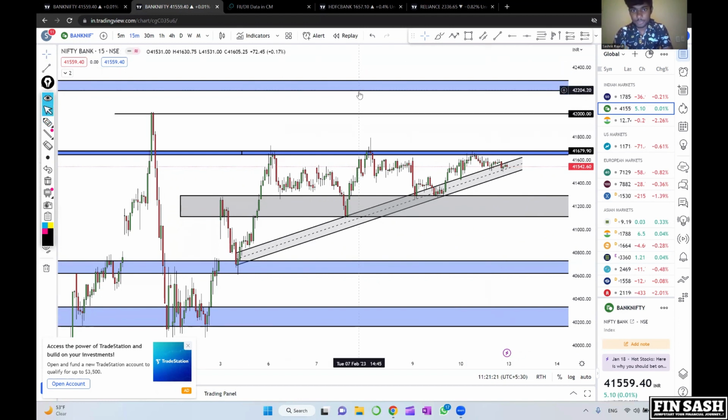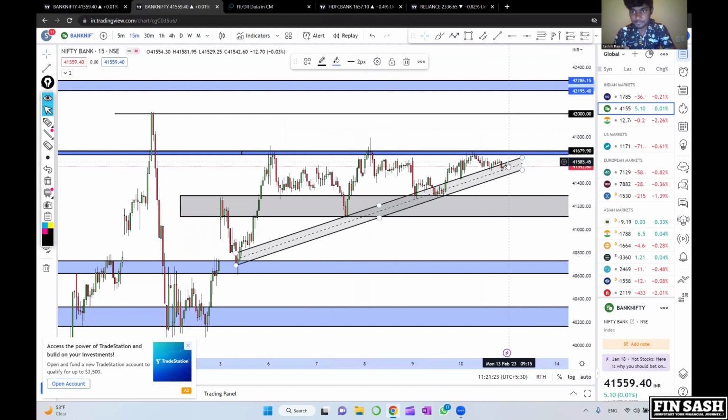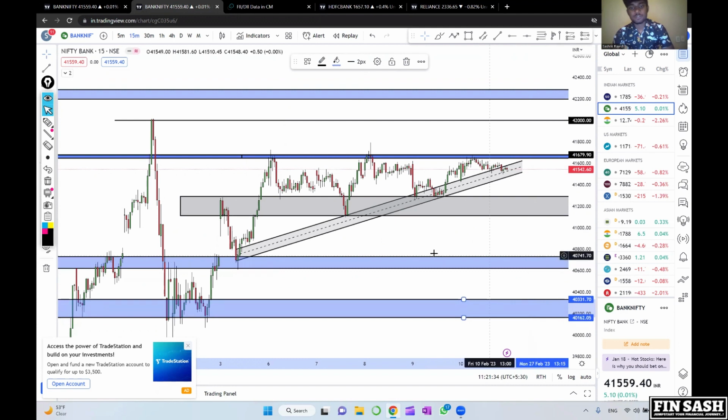You guys can copy the levels really quick. Yeah. And this trend line on the 15-minute time frame. So since the market has been sideways, the market can have a big movement next week, so you guys can watch out for that.